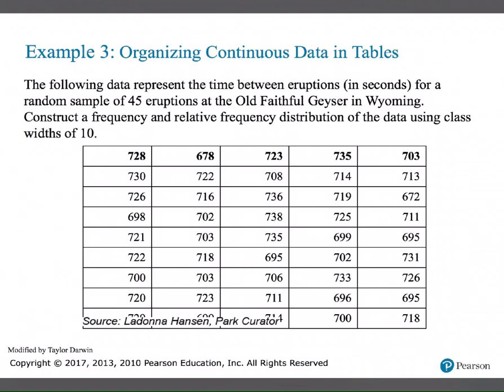Okay, so this says the following data represents the time between eruptions in seconds for a random sample of 45 eruptions at the Old Faithful Geyser in Wyoming. Construct a frequency and relative frequency distribution of the data using class widths of 10. So basically, all of this is our raw data.